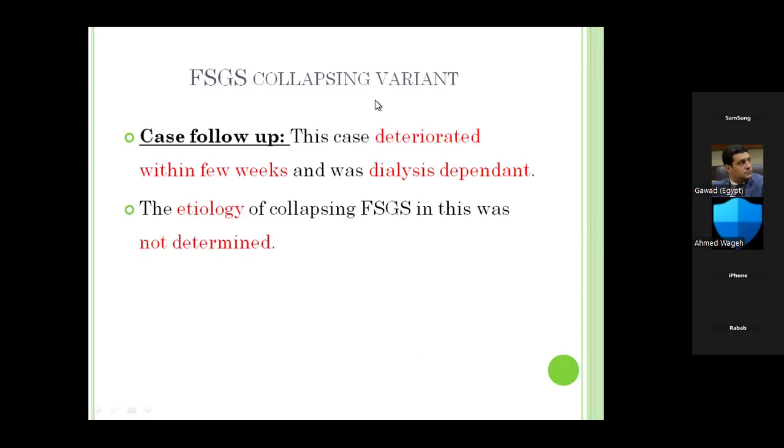Sarah, we have a question in the chat box. Can we have collapsing FSGS without clinical FSGS? What is clinical FSGS? I think Dr. Mu'min means without nephrotic syndrome and acute kidney injury and so on.